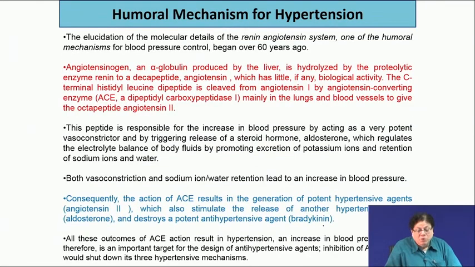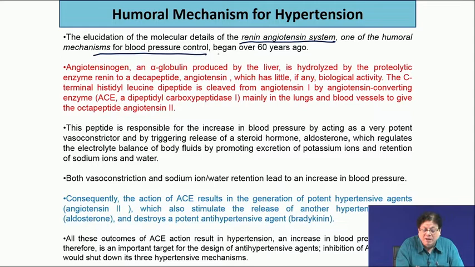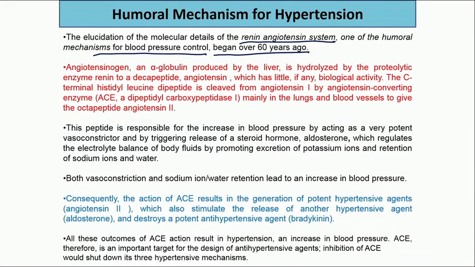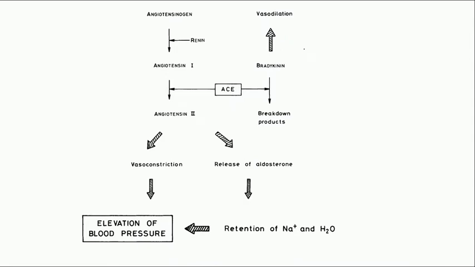Now, I told you that I will be talking about the renin-angiotensin system. The renin-angiotensin system is one of the humoral mechanisms of blood pressure control. It was known about 60 years ago what the biochemistry of the renin-angiotensin system is. Now, I will tell you what is in the next slide. Before I read whatever is written here, I show you a schematic diagram.